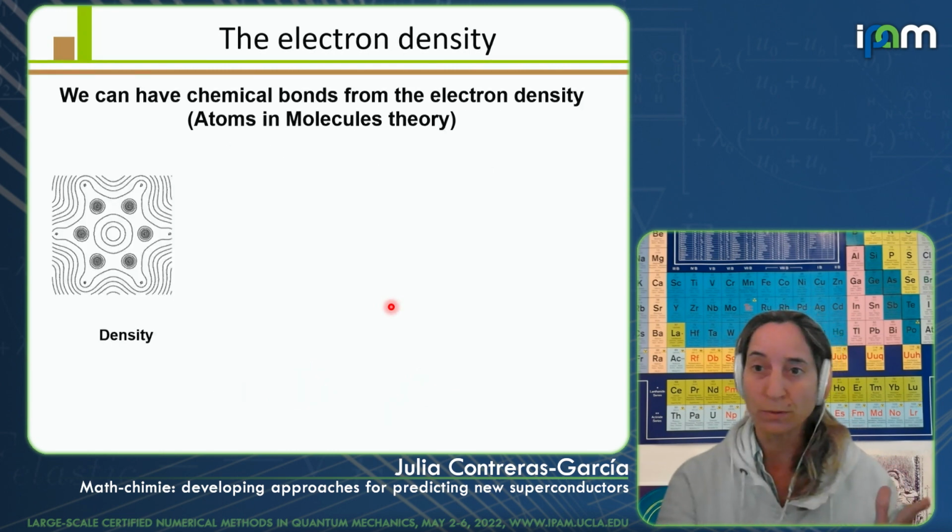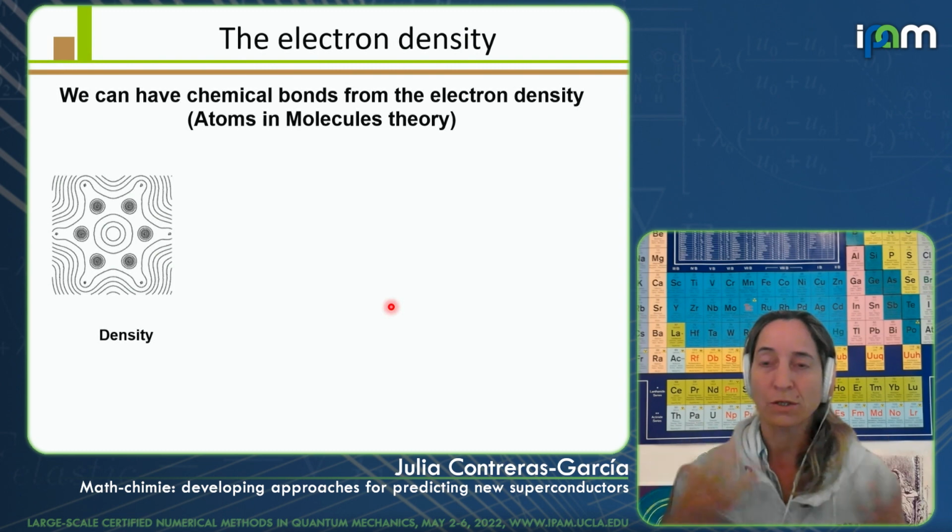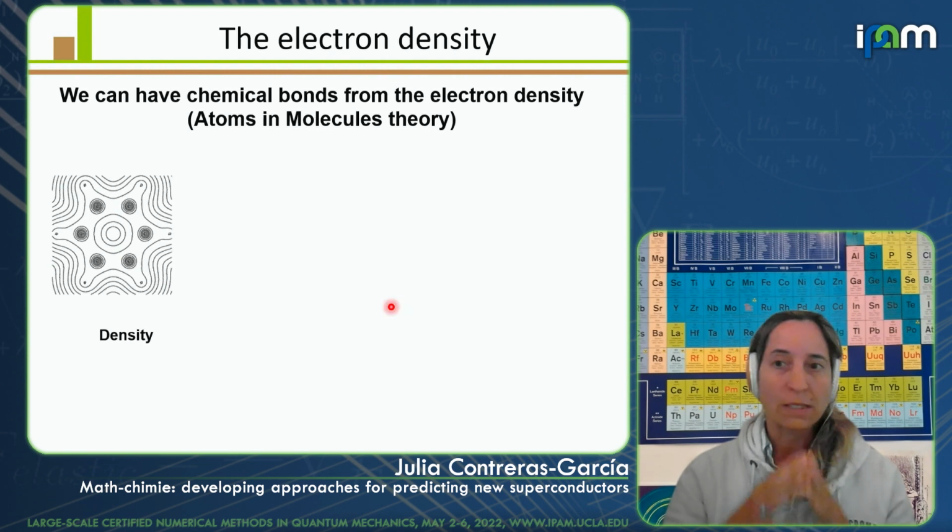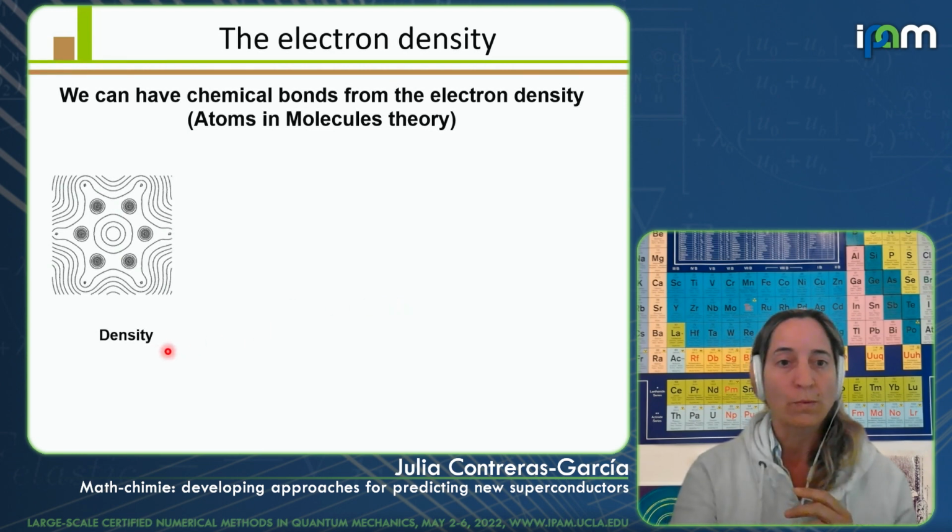So let's see what we do when we do what is called quantum topology, chemical quantum topology. So we will take the shape of the density.